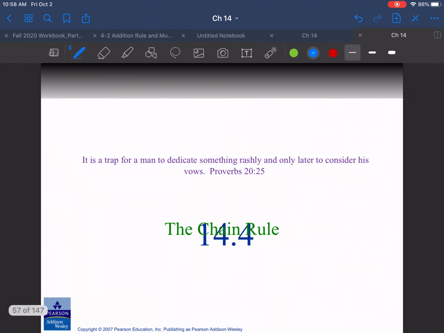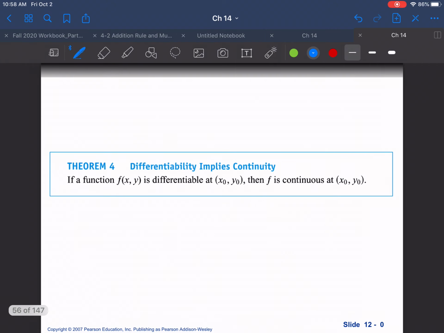All right, and that's it for that section. So that ends it for us. Go back, try those ones I left blank for you to try, see how you do, and then let me know if you have any questions. All right, that's it.